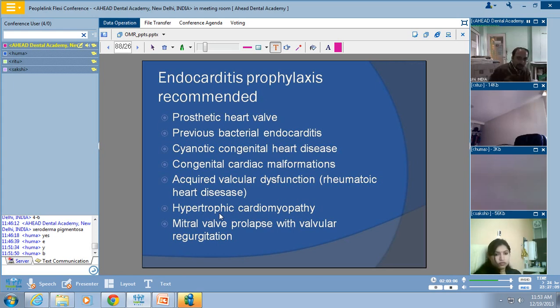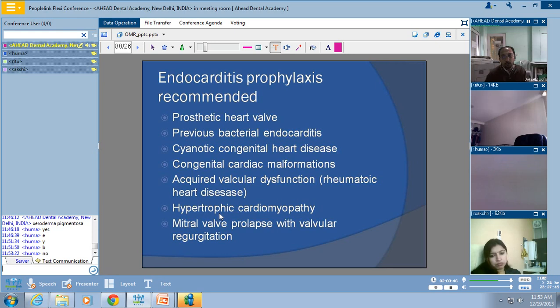Suppose a patient is having a pacemaker, will you give endocarditis prophylaxis or not? For a prosthetic heart valve, yes. But what about a pacemaker? Very good. No is the correct answer. There is no need to give a patient antibiotic prophylaxis if he is having a pacemaker. But if he has a previous history of infective endocarditis, a prosthetic heart valve, and most importantly, congenital heart disease, or all these conditions, mitral valve prolapse with regurgitation, we need to give antibiotic prophylaxis.